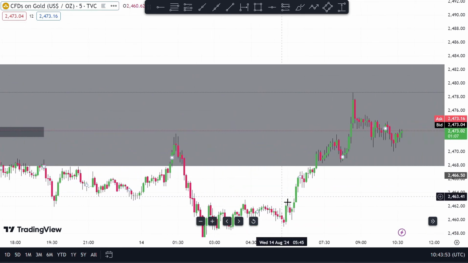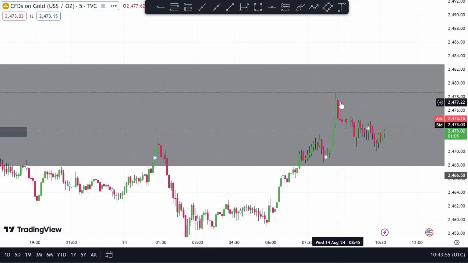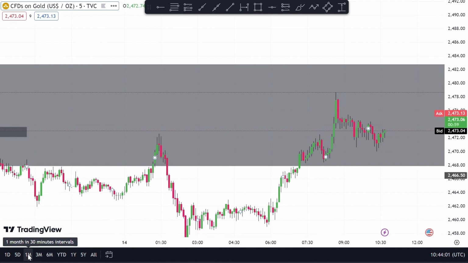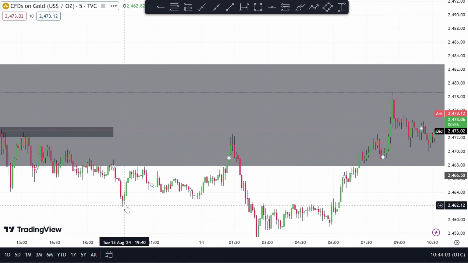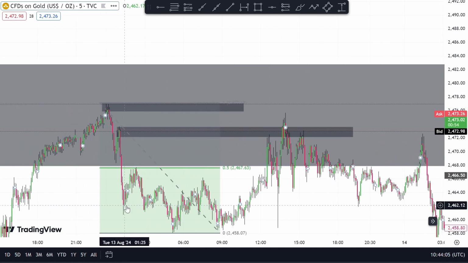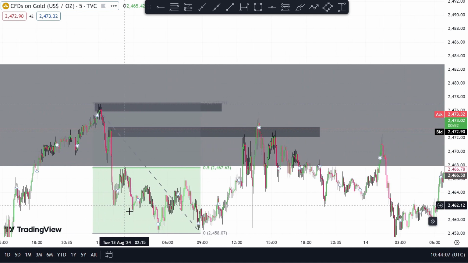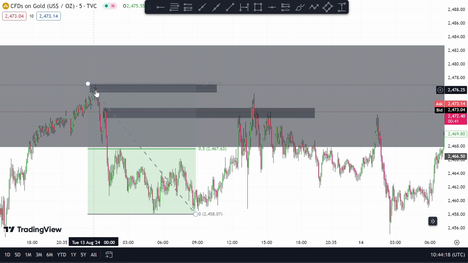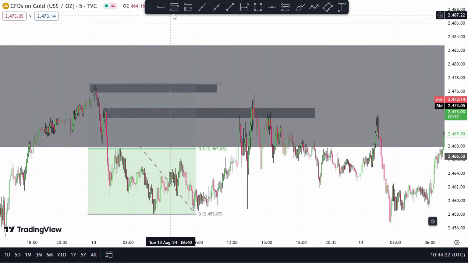Now look at what price did. Boom. Can you see this? Let me zoom out so you can see properly. Can you see this? Those who entered for a sell opportunity here, if you are still trading like a newbie and you entered for a sell opportunity here, your stop loss will be above this point. Let me show you.